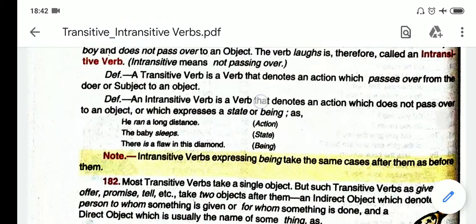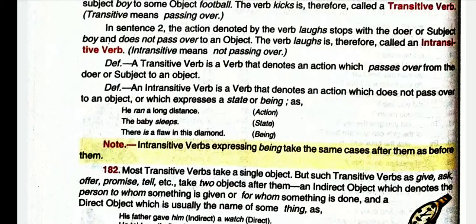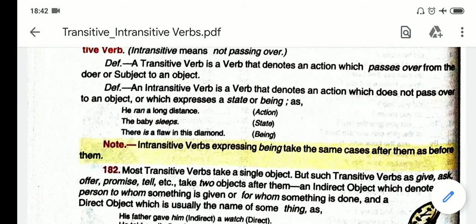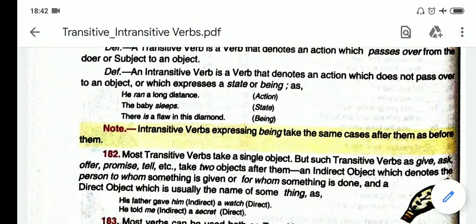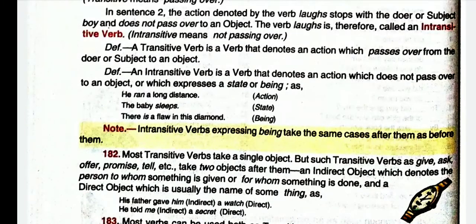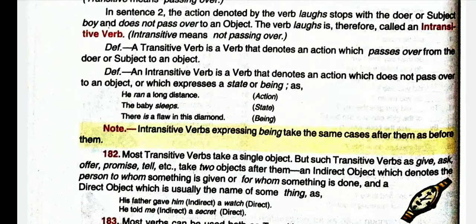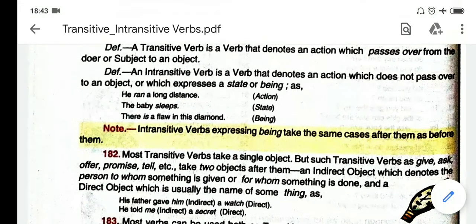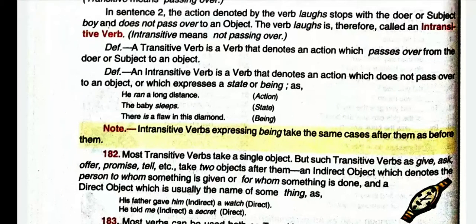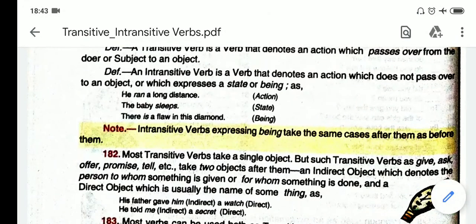We have done this. An intransitive verb is a verb that denotes an action which does not pass over to an object, or which expresses a state or being, as in: he ran a long distance. Action, but there is no object. The baby sleeps. There is a state.